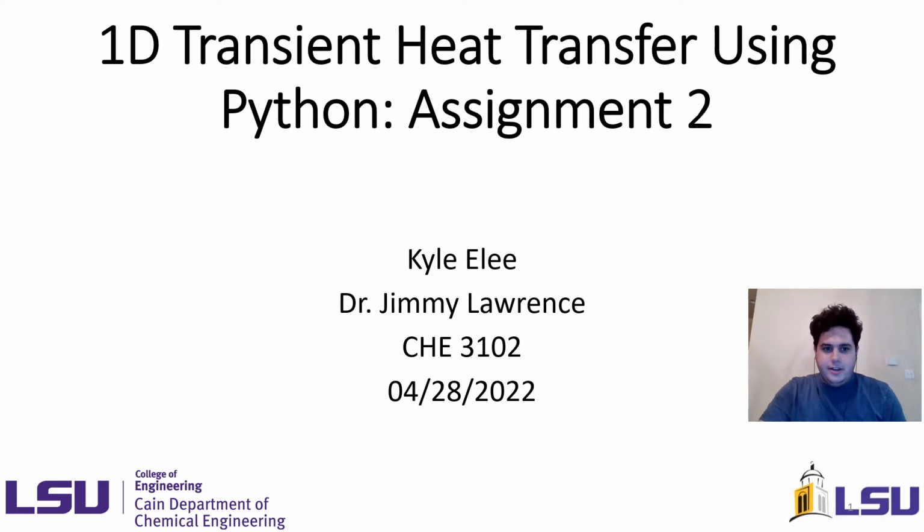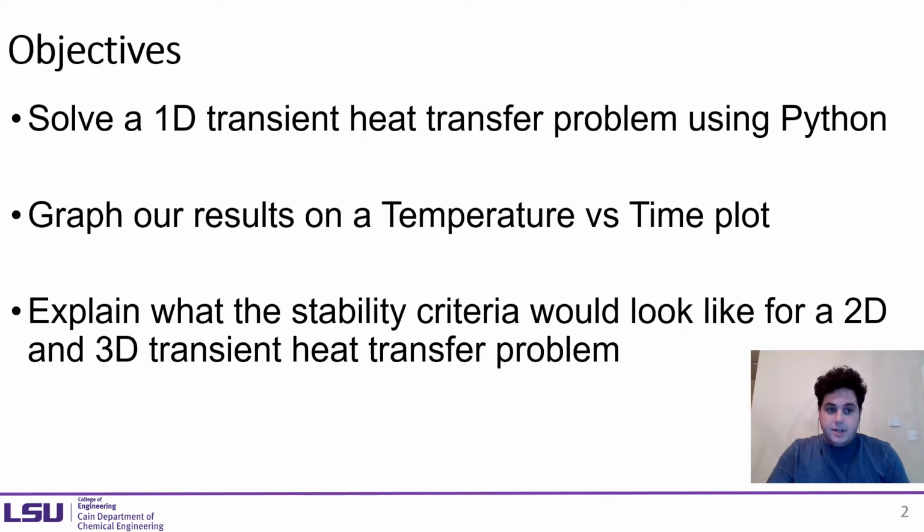Hello, my name is Elee, and in this video I will be going over assignment 2 for Dr. Lawrence's ChE 3102 class. So the objectives for this assignment were to first solve a 1D transient heat transfer problem using Python, graph our results on a temperature versus time plot, and then finally explain what the stability criteria would look like for the 2D and 3D transient heat transfer problems.